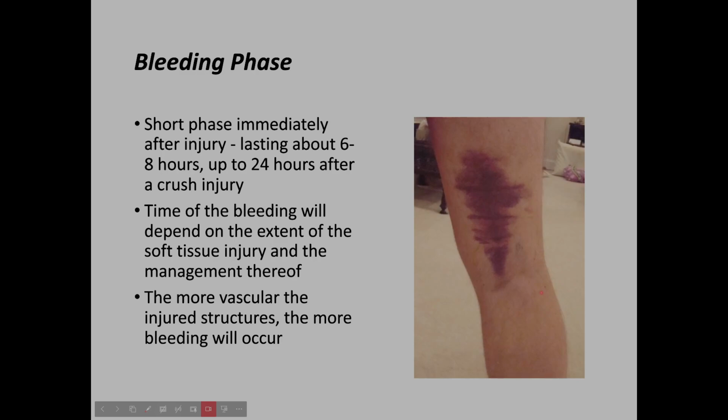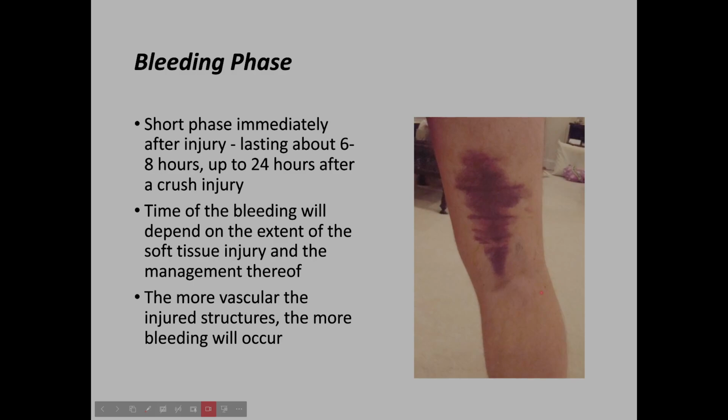Bleeding phase we're familiar with. It's the short phase right after you get an injury. It lasts, again, these are time frames. I don't want you guys to get pigeonholed into thinking like, oh, well, it's been 24 hours and they have to absolutely be out of this phase or that phase or whatever.